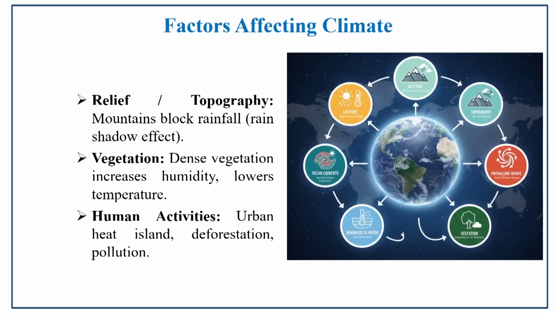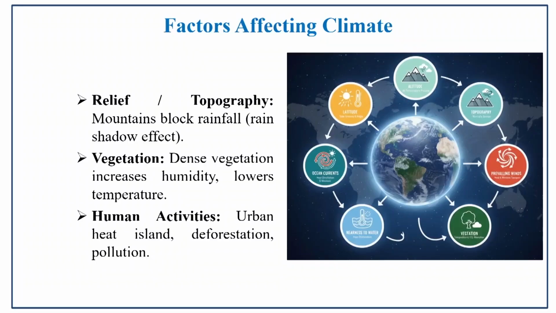The next one is vegetation. Dense vegetation increases the humidity and lowers the temperature. So, because of this continuous process, it in due course affects the climate. The next one is human activities. The human interference involved, that is deforestation and pollution, in turn affects the climate of that particular region.